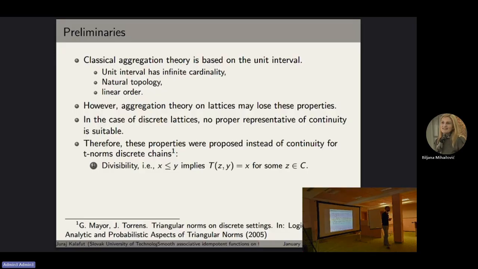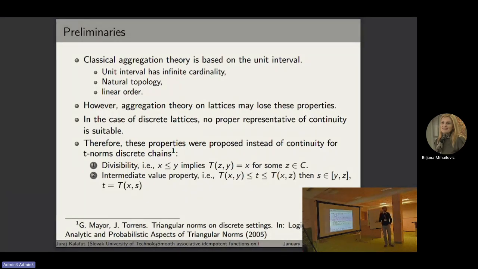And they proposed four different aspects, and one of them is divisibility, which only means some kind of surjectivity, because the continuity and monotonicity implies some surjectivity. So they think of something like that. And if I remember correctly, on Tuesday, it was extended also for more general settings.